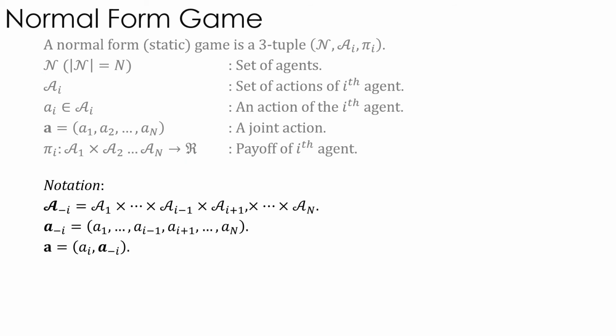Now, this notation is peculiar to game theory. Script A sub negative i is the joint action space of all agents excluding agent i. That's why I have this subscript negative i. Agent i's action isn't present. This is any joint action of all the agents excluding agent i. And A is the joint action space which includes agent i, and we can denote this as (a_i, a_-i).